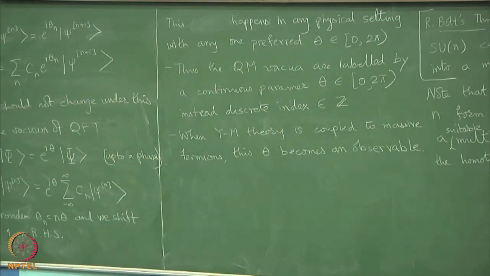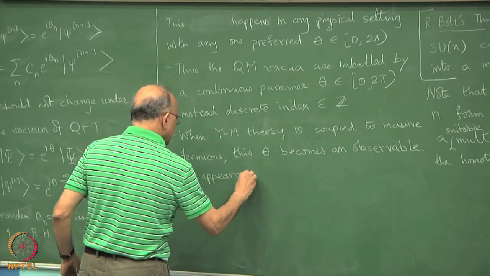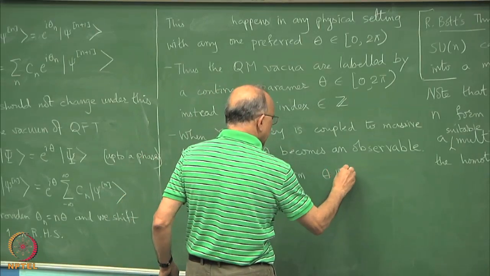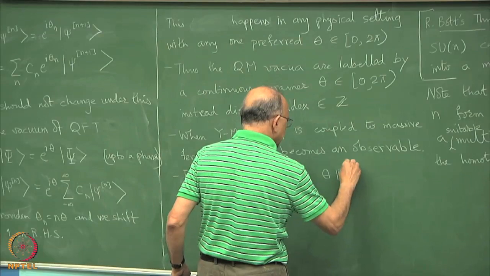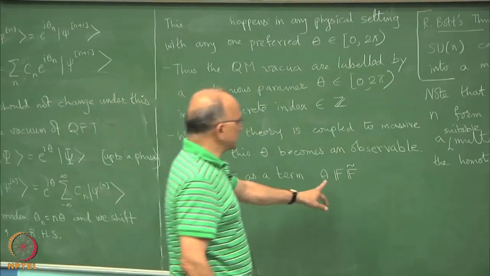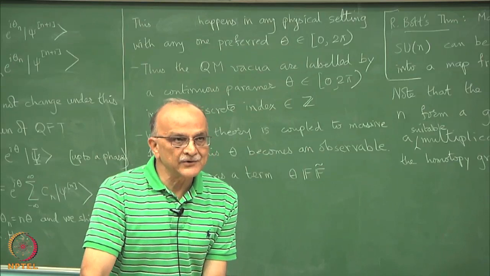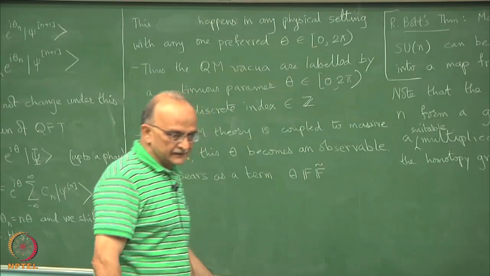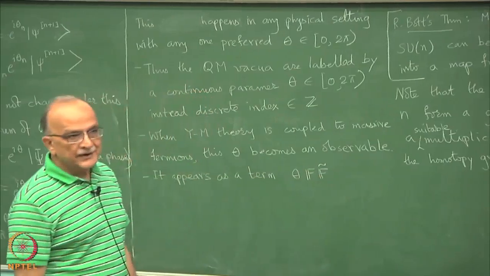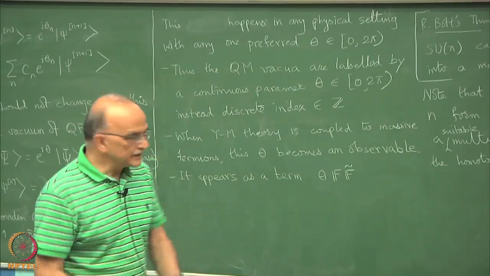Not only that, it appears as a term theta F F dual. By some series of tricks you can transfer the theta, but then you are forced to have an F F dual term which you avoided at first. We argued that F F dual violates CP because F dual is a parity pseudo tensor. But now you are forced to have the pseudo tensor term. You cannot avoid it, and it actually becomes observable in induced moments.